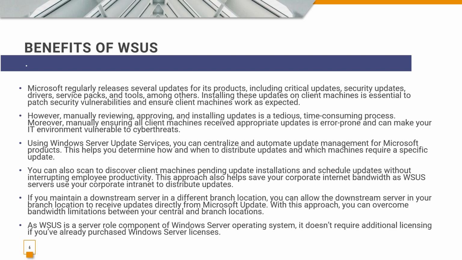This approach also helps your corporate internet bandwidth, as the WSUS server uses your corporate network to distribute updates. If you maintain downstream servers in different branch locations, you can allow the downstream servers in your branch locations to receive updates directly from Microsoft Update. With this approach, you can overcome bandwidth limitations between your central and branch locations. As WSUS is a server role component of the Microsoft Server operating system, it does not require additional licensing if you have already purchased Windows Server licenses.